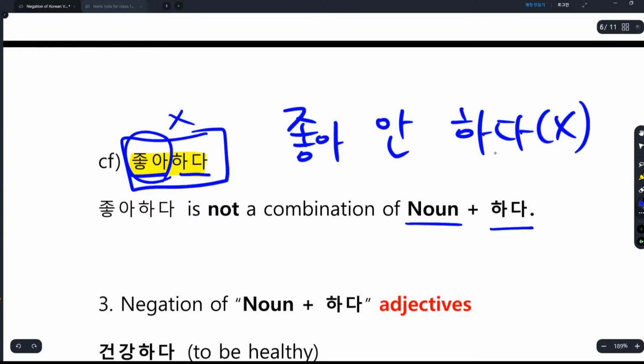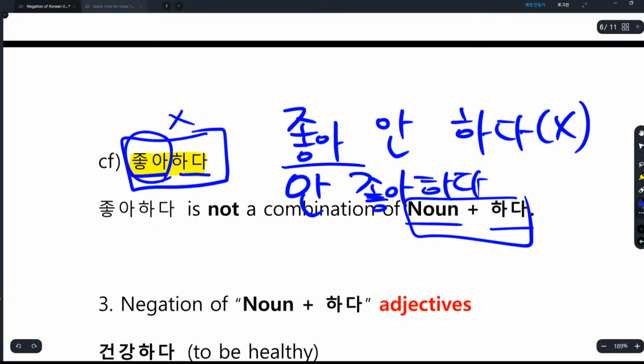It doesn't work like this. You can just say 안 좋아하다, because it's not a combination of noun plus 하다. You don't have to separate 좋아 and 하다. But when you watch some dramas, you will sometimes, it's not common, but you will sometimes hear 좋아 안 해. You'll sometimes hear some people say like this, but that's grammatically correct.